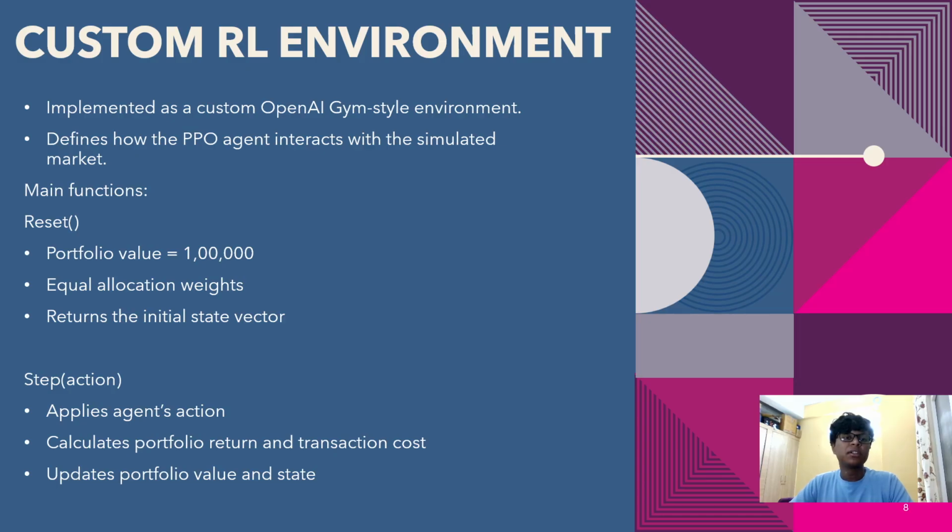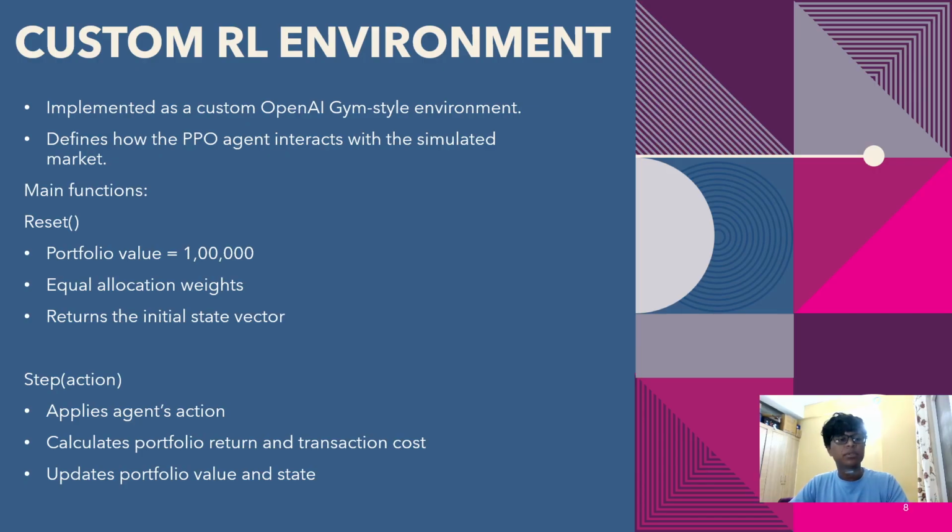The main functions are the reset function, which sets the portfolio value. I have started the portfolio value at 1 lakh, that is the total amount of cash I'm giving it in the beginning. Then the reset gives equal cash to all the 10 stocks. It divides the portfolio value by 10, gives each stock its share, and returns this as the initial state vector. So this defines the initial state space.